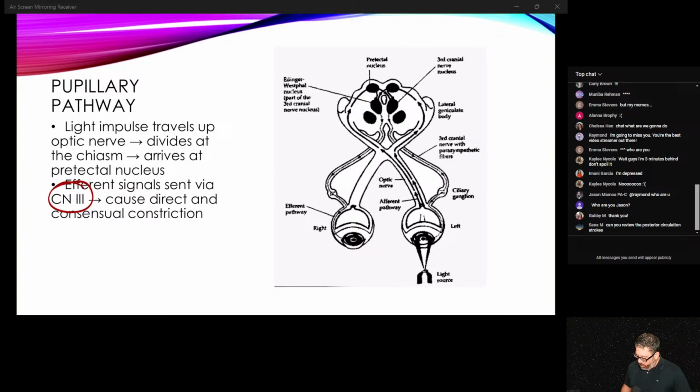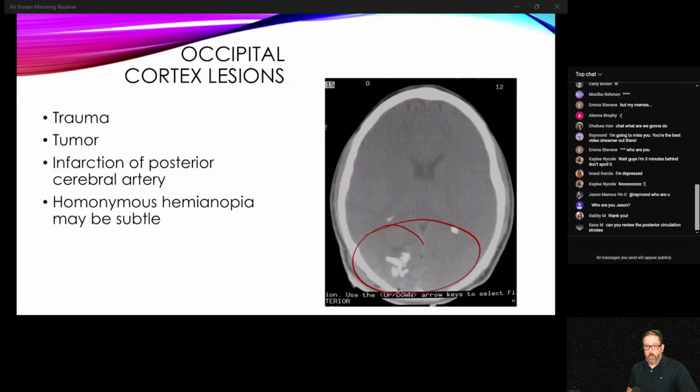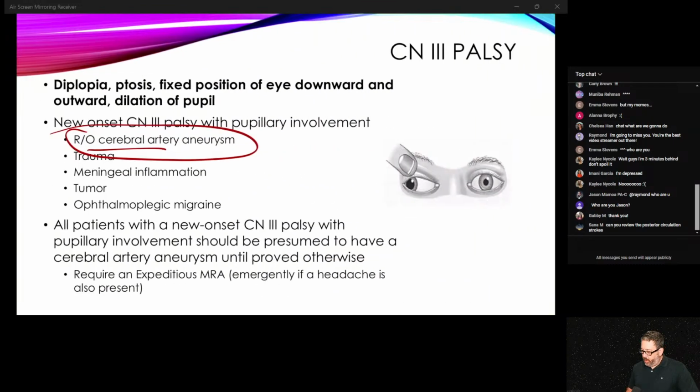So remember with a cranial nerve 3 palsy, first of all, anyone with a new onset cranial nerve 3 palsy must be ruled out for... wait a minute, you can't even see this. Hang on. There we are. So cranial nerve 3 palsies: diplopia, ptosis, fixed position of eye, downward and outward, dilation of the pupil. So the dilation of the pupil is important to remember. Any new onset, rule out cerebral artery aneurysm first before anything else.